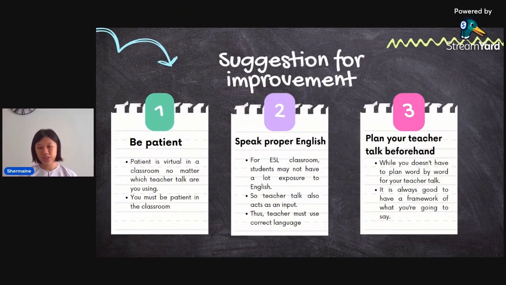But of course, there are still ways for improvement. The improvements I give are on teacher talk as a whole: how you can improve your whole teacher talk, disregarding the aspect. First is be patient. As a teacher, patience is a virtue in a classroom. No matter which type of teacher talk you're using, you must be patient. Sometimes the students may act out. It is hard to prevent because they're active, they're still young, they're still children, they like to play. So sometimes you just have to be patient with them.